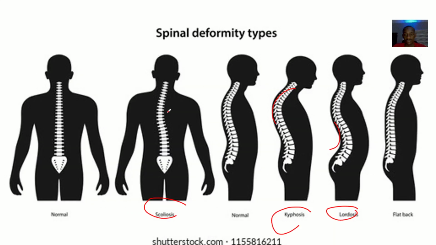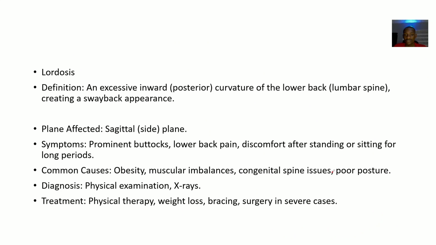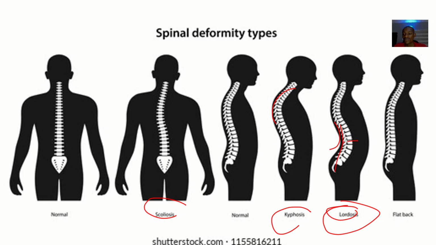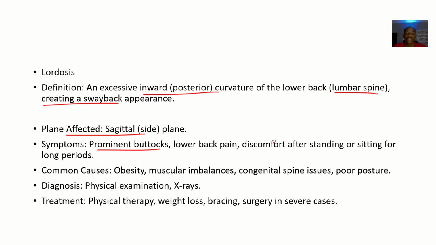Then how about lordosis? This is lordosis. With lordosis, the problem is at the lumbar region, okay? So it's an excessive inward curvature of the lower back. That's the lumbar region or lumbar spine. It is creating a swayback appearance. It means swaying, you understand? All right. What is the plane affected? The sagittal plane. What are the symptoms? You have prominent buttocks. Your buttocks is kind of pointed out. There will be muscular imbalances, congenital spine issues, poor posture.